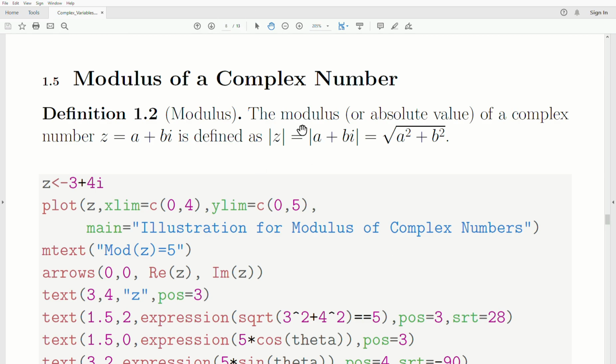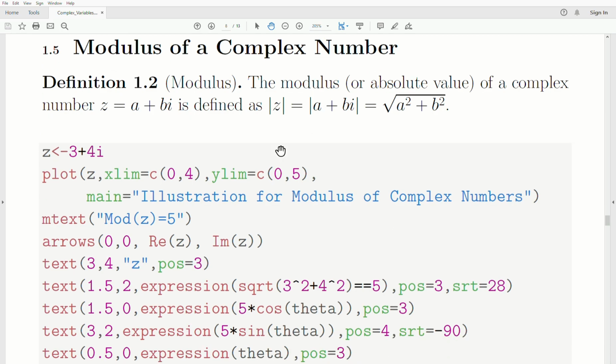Now, the modulus, also called the absolute value of a complex number z, is defined as the absolute value of z equals the square root of a squared plus b squared. So it's the square root of the square of the real component and the imaginary component. Now this is analogous to the absolute value for a real number, which calculates the distance from 0 to that number. And so this is the distance from the origin to this complex number.